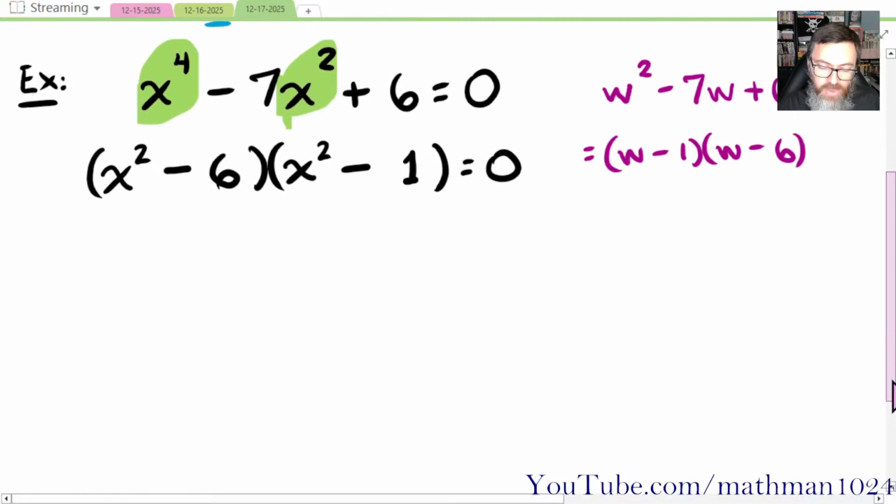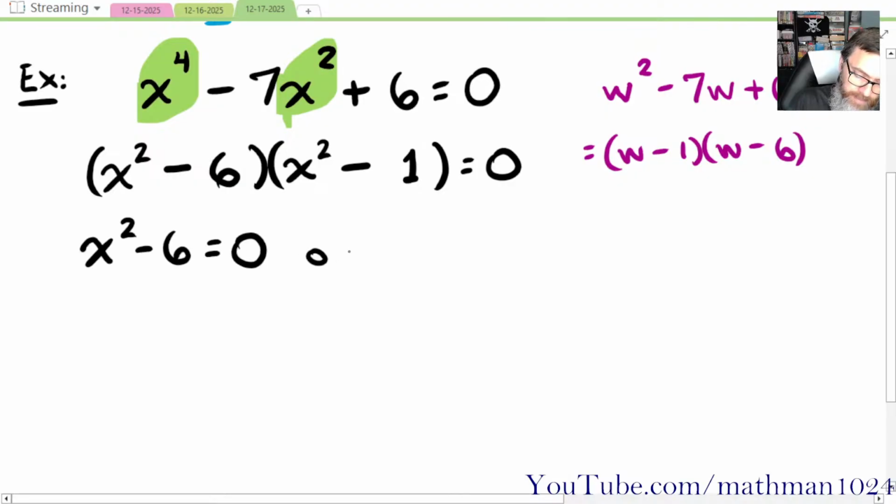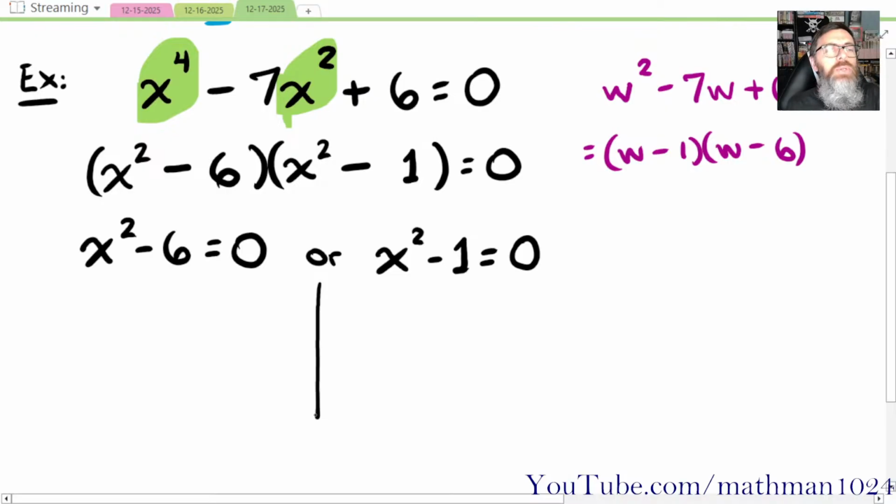We can now use the zero factor theorem because we have a product equal to 0. So we can split this up and say x squared minus 6 equals 0, or x squared minus 1 equals 0. So now you have 2 smaller quadratic equations to solve. Well, think about what you would do. If I've got x squared minus 6 equals 0, I need to get the x by itself, and he's only there in one spot. So I'm going to use the square root property.